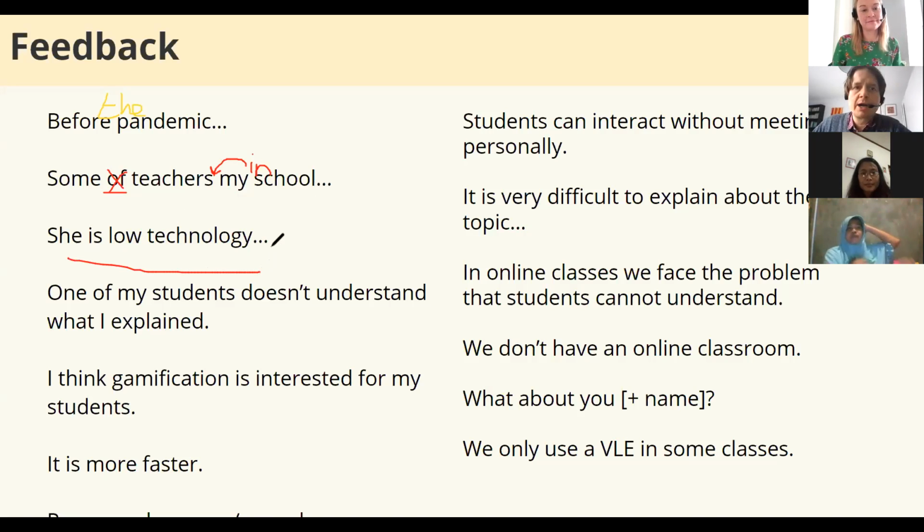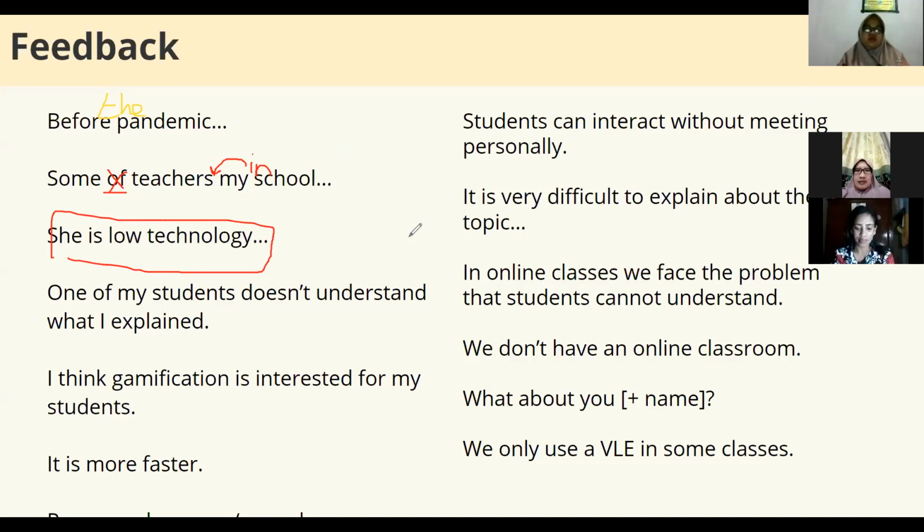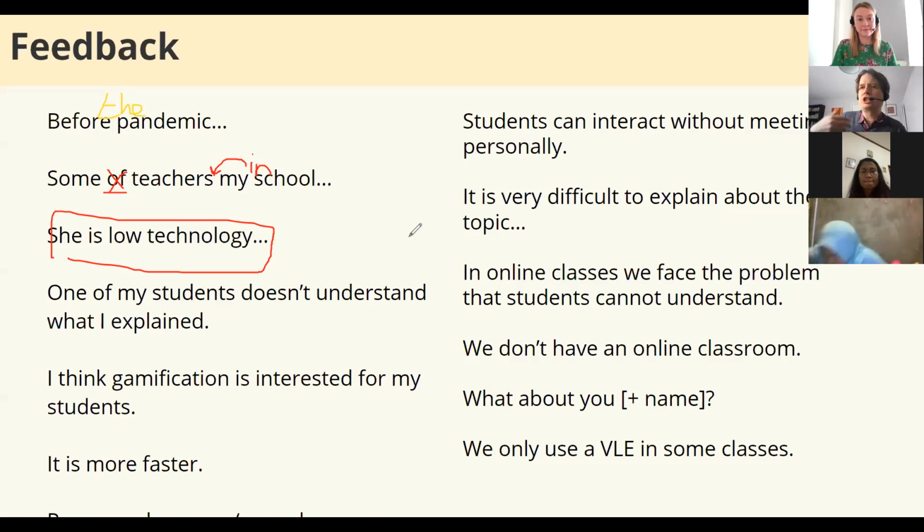Okay, now this one I think is maybe a tricky one to correct. A person is not low technology. You know, a computer might be low technology or a system, but I think what the teacher here was saying is she has poor understanding of technology, or she doesn't know how to use technology, but we can't say a person is low technology. It doesn't really make sense, unless she's a robot. So she has poor understanding, she doesn't understand technology, something like that.